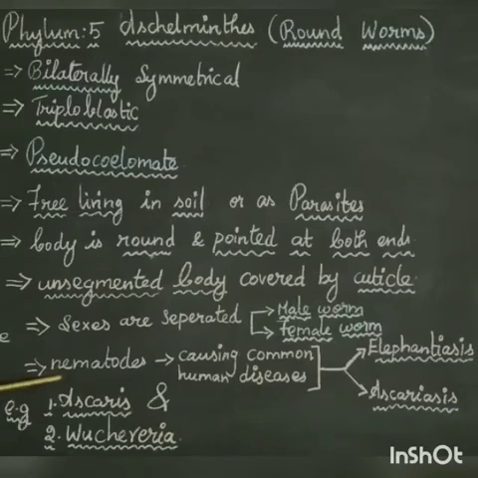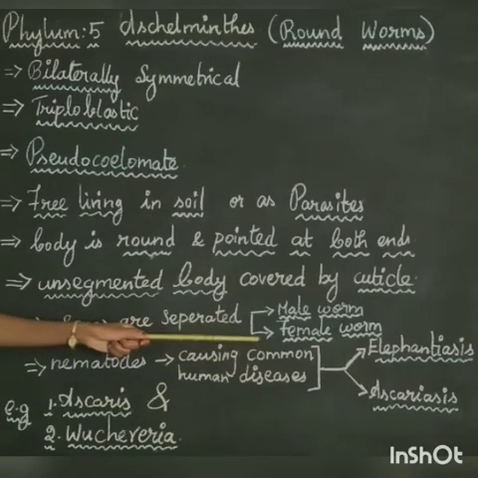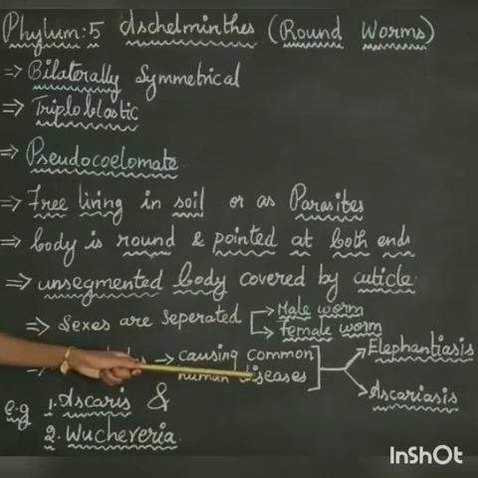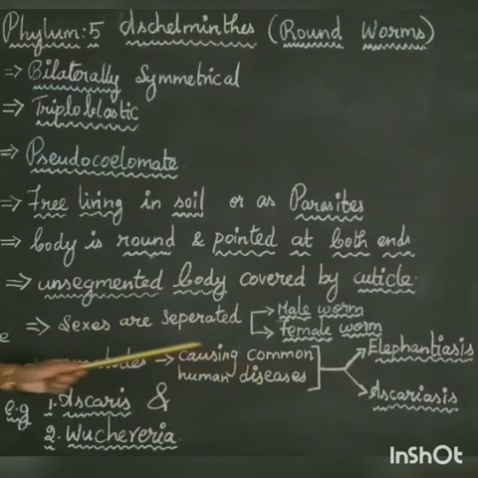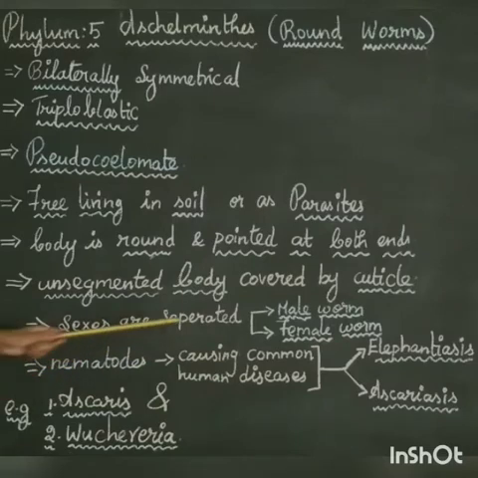These roundworms cause some diseases in humans. Common diseases for humans are elephantiasis and ascariasis. Elephantiasis, in Tamil, is called yanai kal. These are caused by 2 worms. Elephantiasis and ascariasis are the names of the diseases.